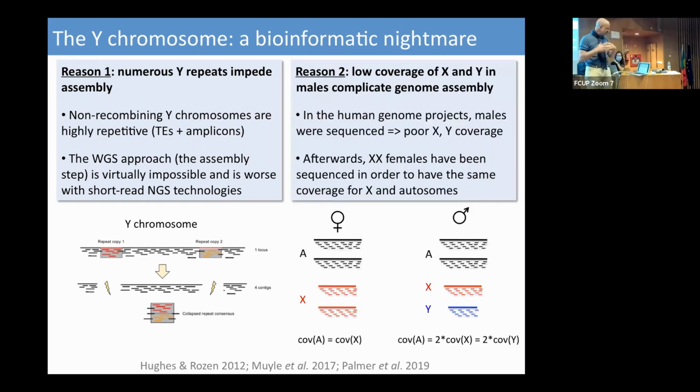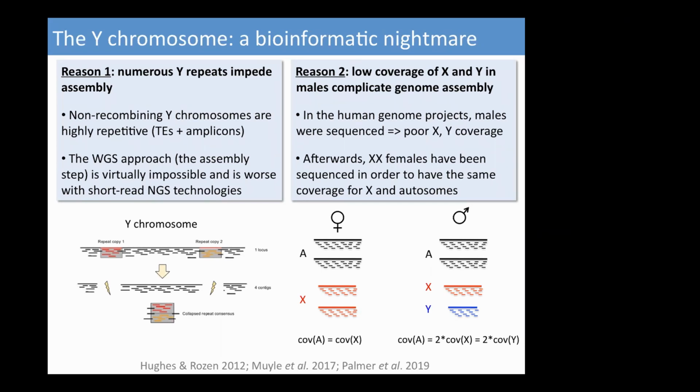The second problem has to do with the coverage. If you sequence a male individual, an XY male, the coverage for the X and the Y chromosome is going to be half that of the autosomes, simply because there is one copy of the X and one copy of the Y. And the quality of the assembly has to do with the coverage. So if you sequence an XY male individual, the assembly is going to be worse for the sex chromosomes compared to those of the autosomes.